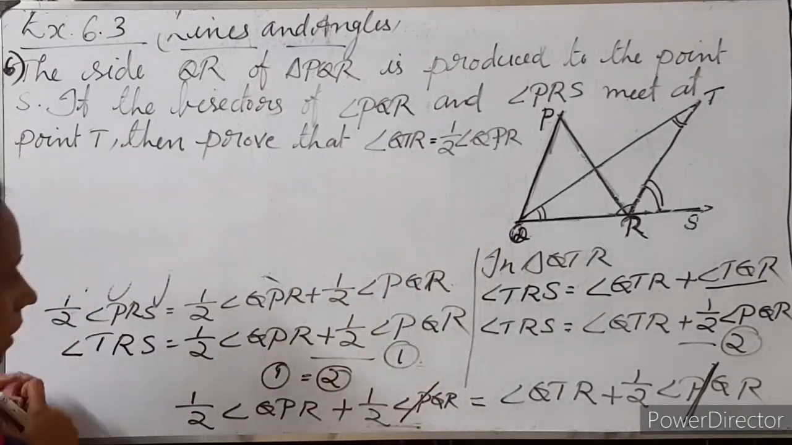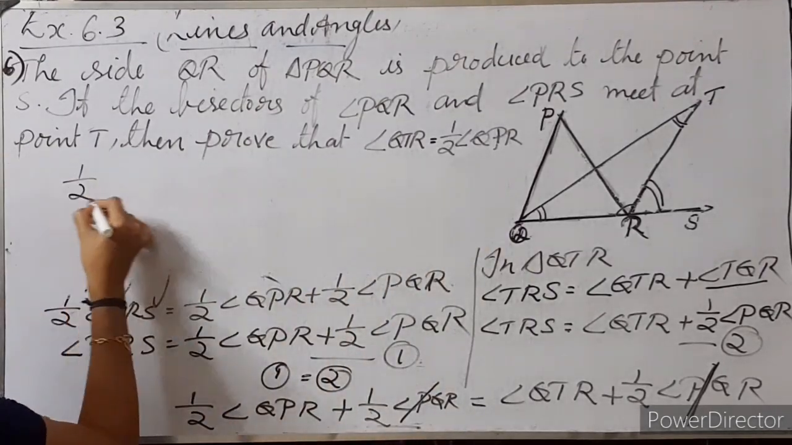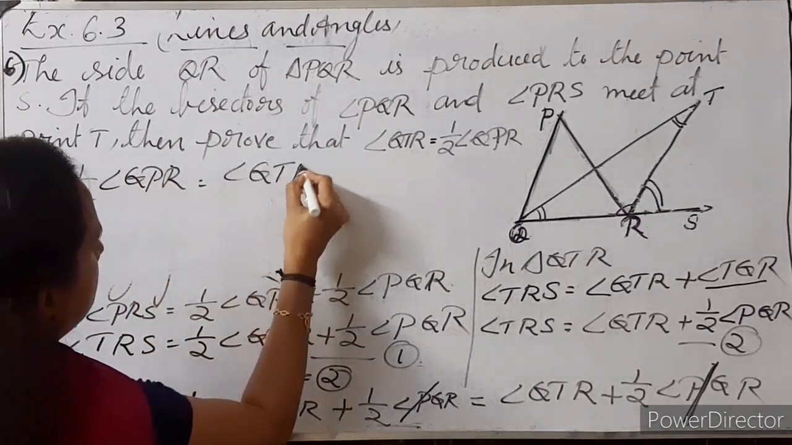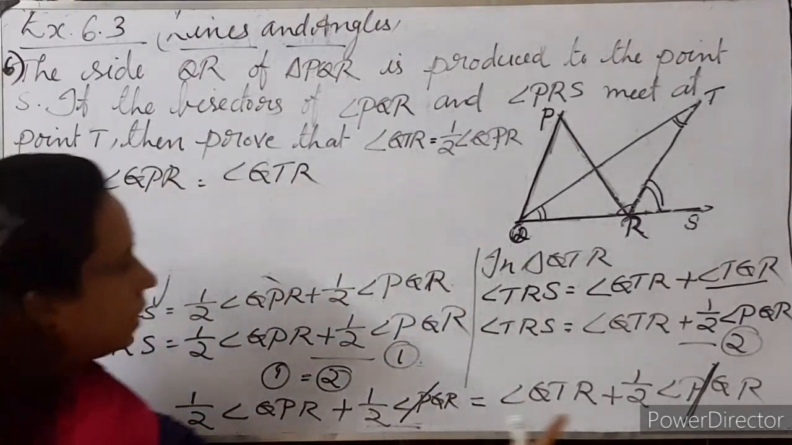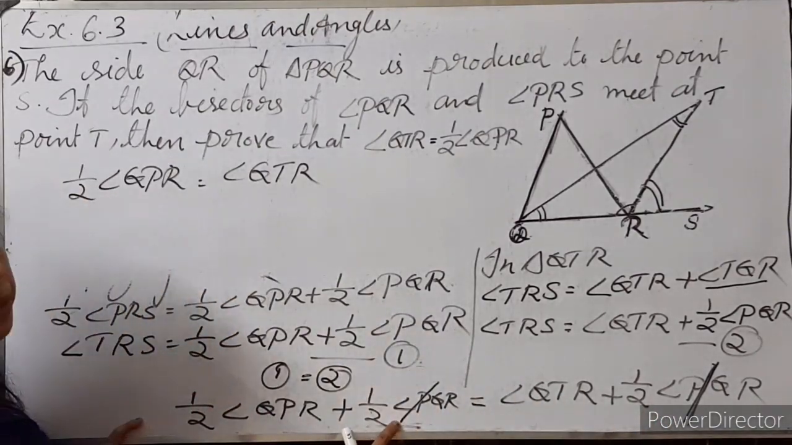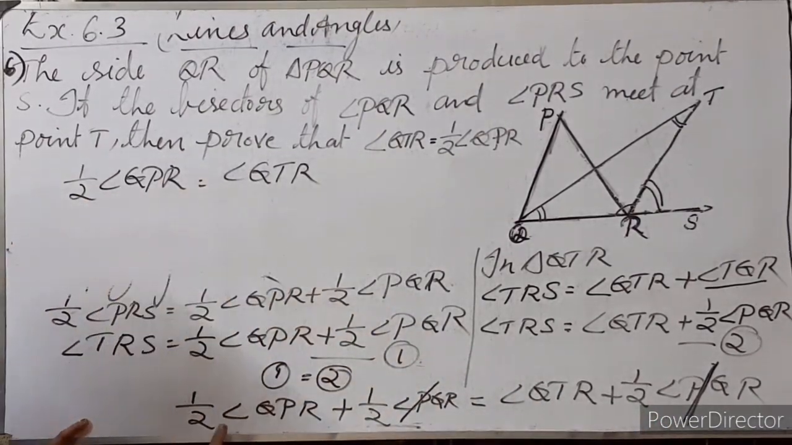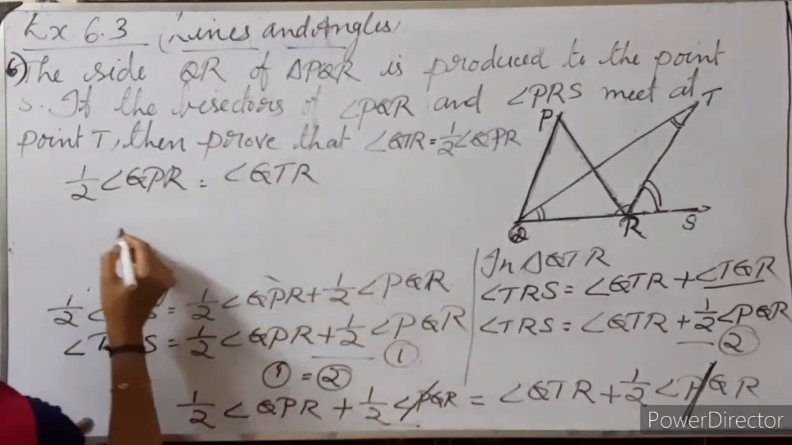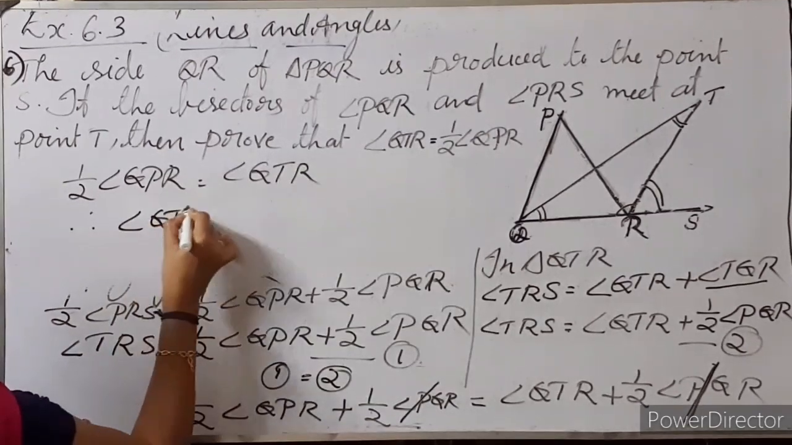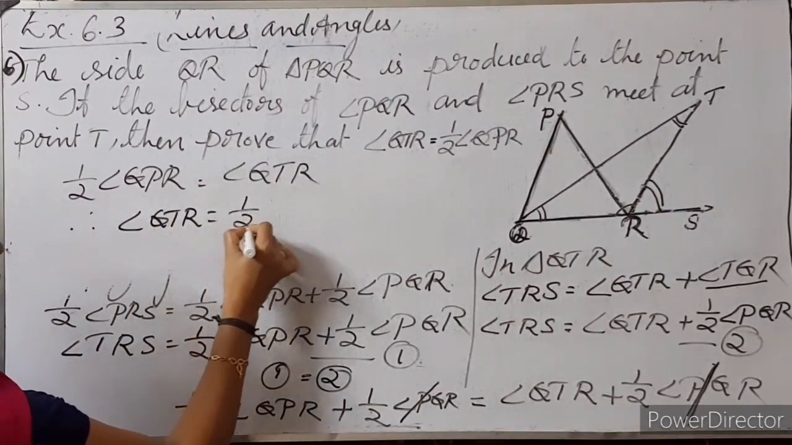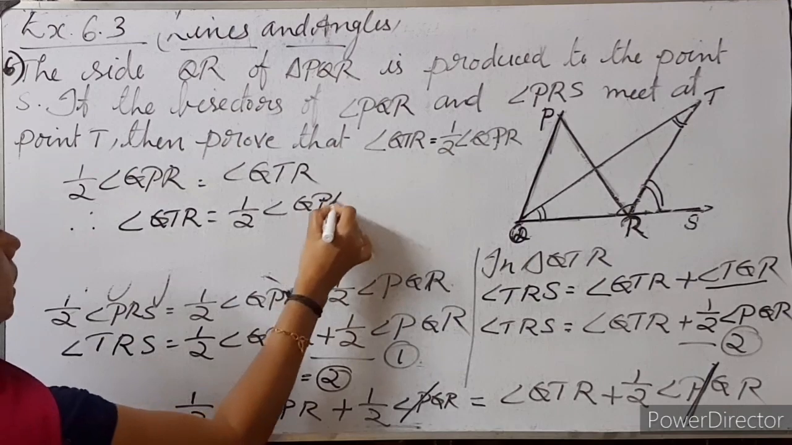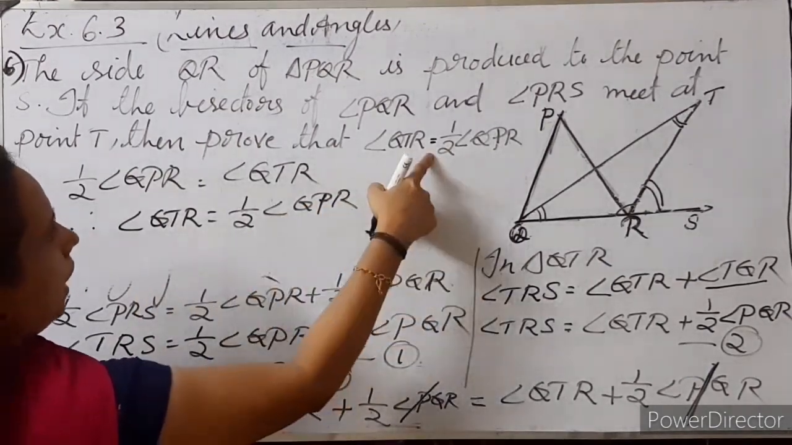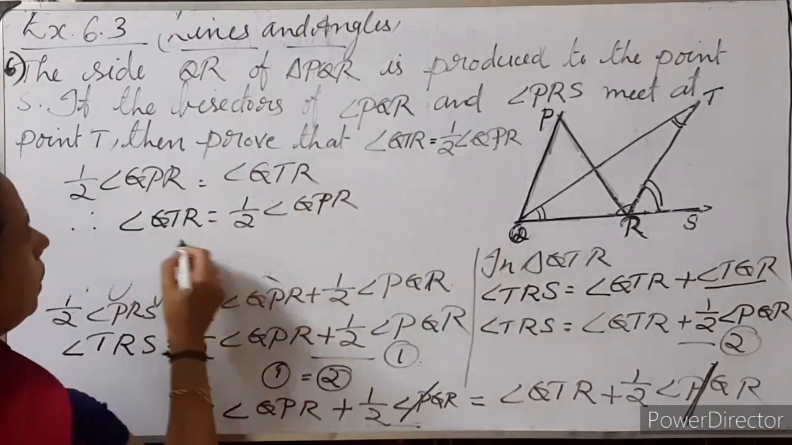So what is remaining there? Half of angle QPR is equal to angle QTR, because the others get cancelled. Half of angle PQR, half of angle PQR get cancelled. So here the remaining one, half angle QPR is equal to angle QTR. Therefore, angle QTR is equal to half of angle QPR. See the proof. What you want to prove? Angle QTR is equal to half of angle QPR.